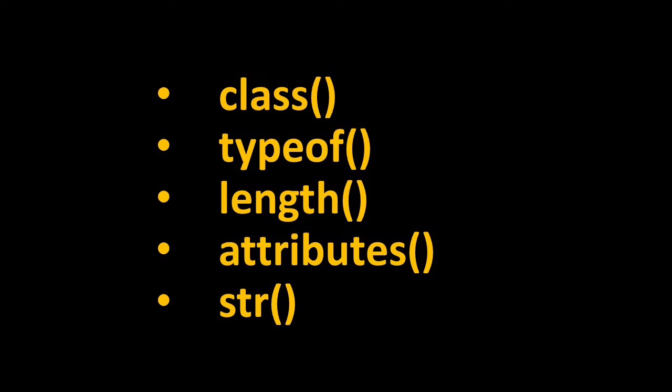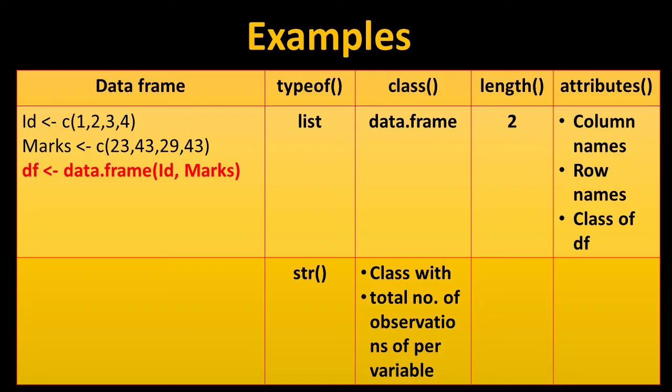Now with the help of an example, we will understand all these 5 functions on the data frame. Suppose with the help of 2 vectors, id and marks, a data frame df was created using the data.frame function. For this df data frame, typeof will return list. That means in the memory of R, the data frame is created as a list. The class of df would be data.frame. Length will return 2. That means df has 2 elements.